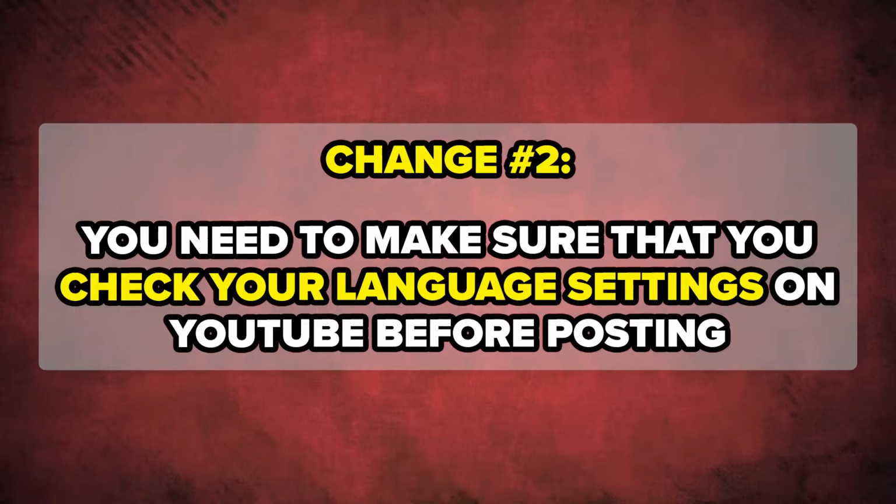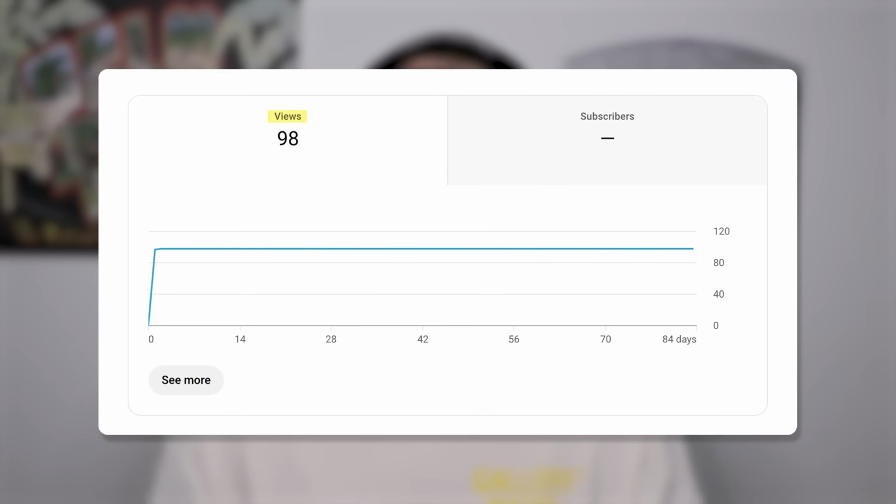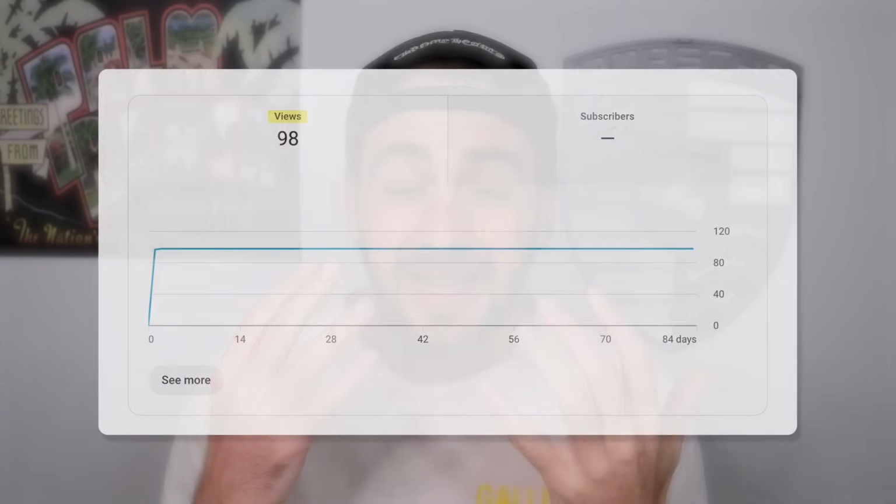Now, change number 2 is you need to make sure that you're checking your language settings, because if YouTube's showing your content to people that speak a different language than you, which probably could be happening with your content, this could be why you're not getting the engagement that YouTube wants to see, and as a result, they stop showing your content.